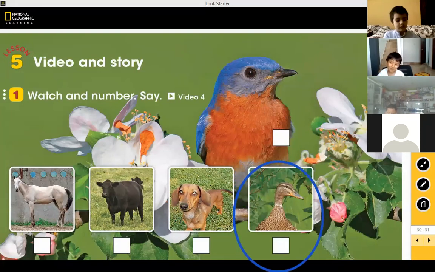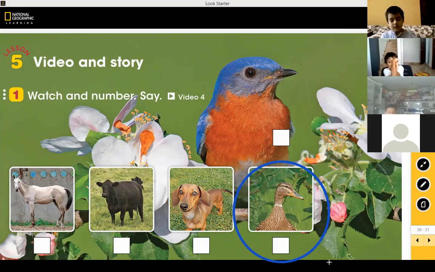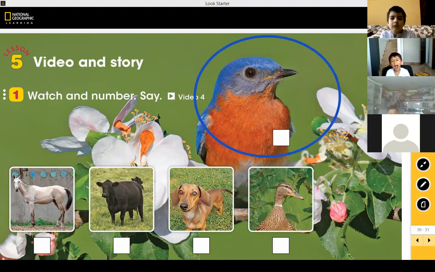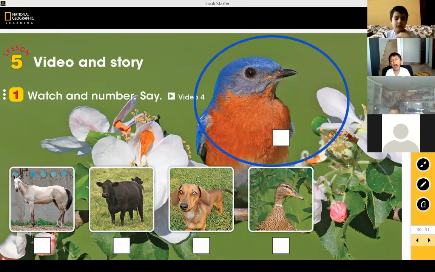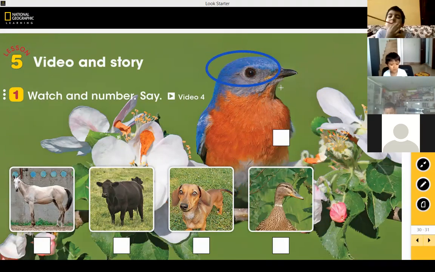Now, excuse me, Benny. What's this? It's a pup. Aha. It's a duck, right? Duck. Okay, very good. Excuse me, Jared. What's this? It's a bird. Excellent, it's a bird. Now, what color is the bird's head, Jared? It's blue, it's orange. Excellent, it's blue, it's orange, no, it's black too on this part.